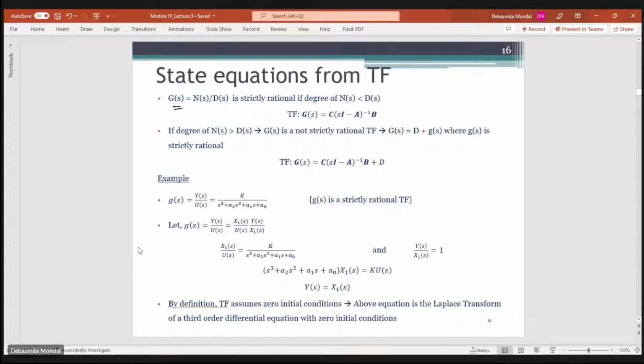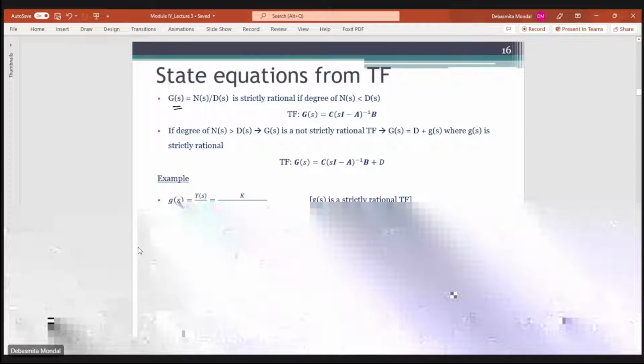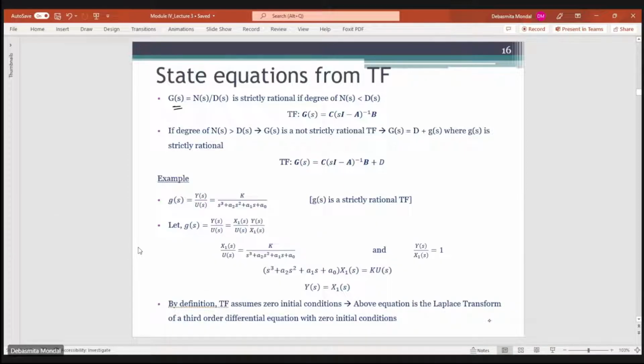Let's say you have been given G(s) equal to this. In this case, the denominator polynomial degree is greater than that of the numerator, so G(s) is a strictly rational transfer function. Here G(s) is nothing but Y by U. Now we'll write this as Y by X1 multiplied by X1 by U, such that X1 by U is K by this polynomial form and Y by X1 is equal to 1. If we multiply these two, you end up with the equation that was already given.